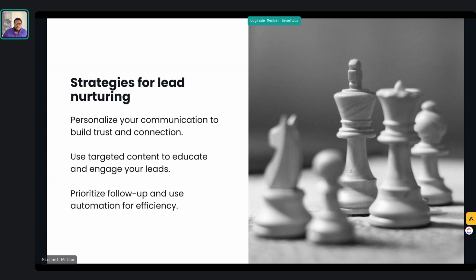Now, in terms of prioritizing follow-up and using automation for efficiency, this is such an important thing, is that at some point we've got to get them out of the nurturing campaigns and into the actual buying decision. So when we prioritize this follow-up, we're waiting for the signals of when they are ready. I call this baking, right? It's like putting a pie in the oven or a cake in the oven, and it's like, when is it ready to come out, right?